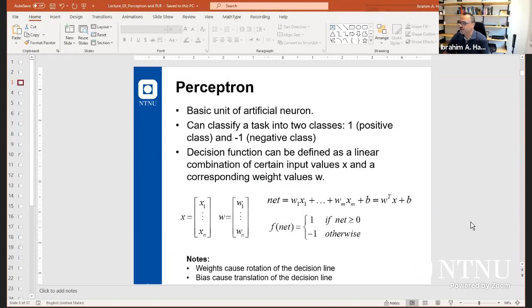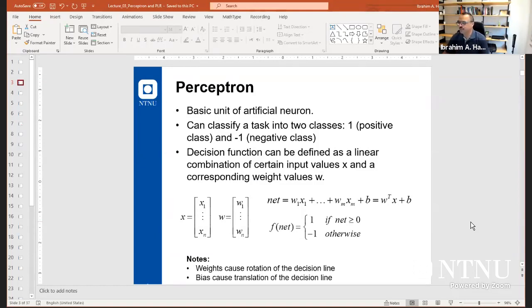The perceptron, we can use it to classify a task into two classes. It's a binary classification problem. In some cases, in some packages, we can also try to use multi classes. But in general, we can classify a task into two classes. It could be one positive class and a negative class, for example, or just 1 and 0. So it's according to the type of activation function which we will use.